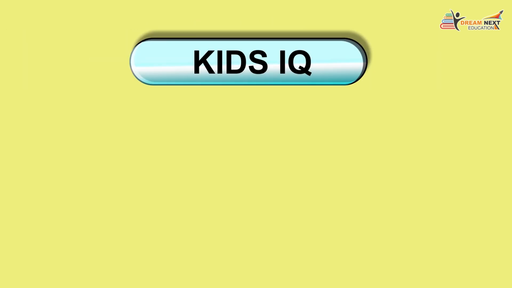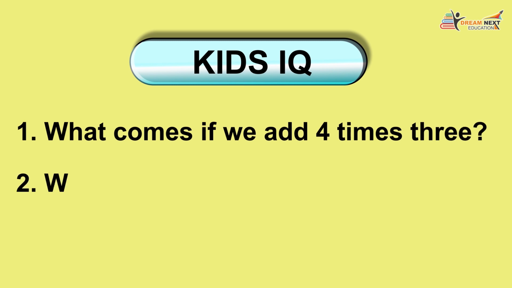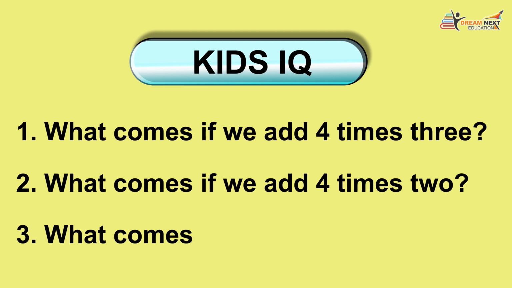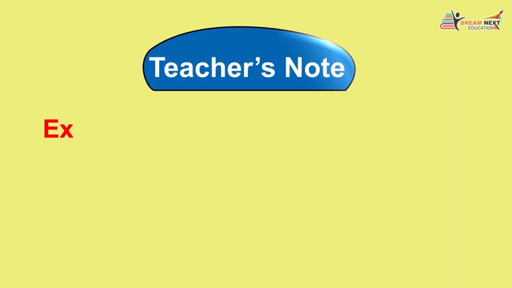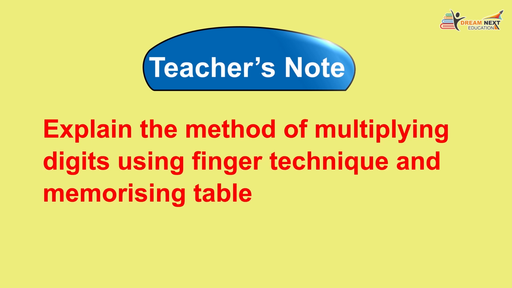Multiplication. Kids IQ. 1. What comes if we add 4 times 3? 2. What comes if we add 4 times 2? 3. What comes if we add 4 times 6? Teachers, note. Explain the method of multiplying digit using finger technique and memorizing tables.